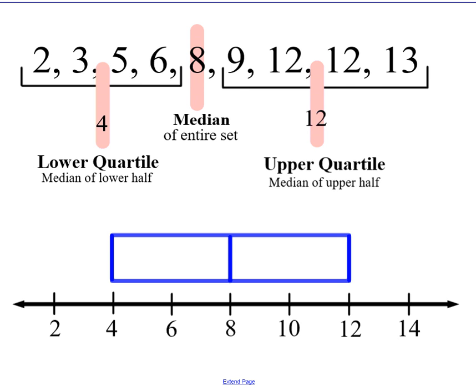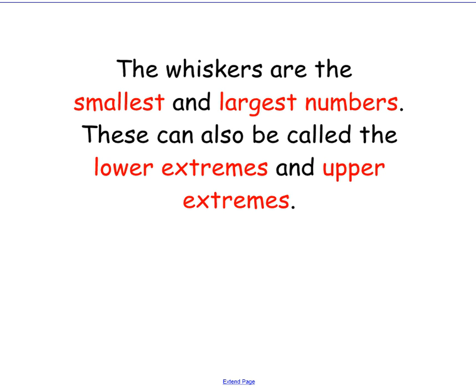The final part of finding the box and whisker are actually the whiskers. The whiskers are the smallest and the largest numbers in your data set. These are also called lower extremes and upper extremes. You'll probably see those vocabulary words in your work that you'll be doing. So a lower extreme is the smallest number. Upper extreme is the largest number in a data set.